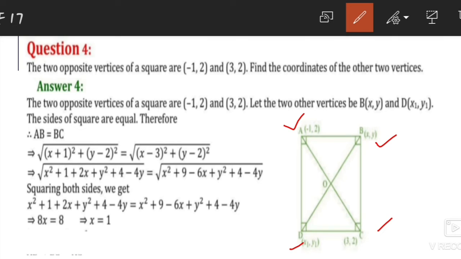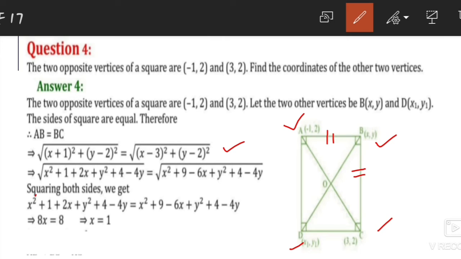Okay, this ABCD is already a square given. That means all the sides are equal in length. So you can say that this AB will be equal to this BC. Now from the coordinates of A and B you can find the length of AB, and from the B and C coordinates you can find the length of BC by the distance formula. Okay, so put the distance formula on both sides and do the simplification.